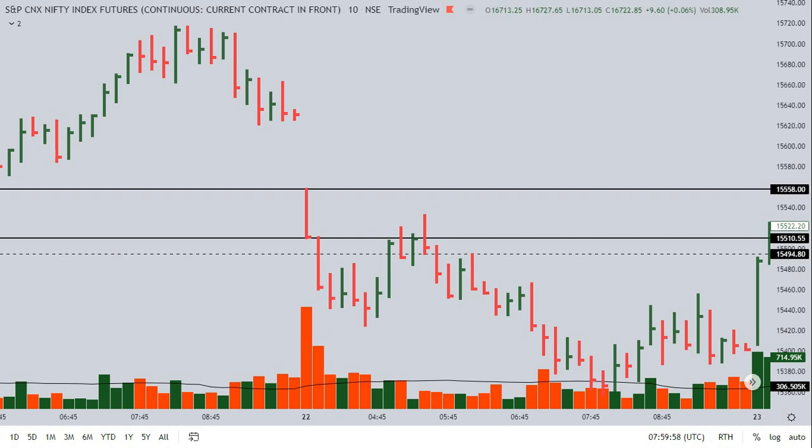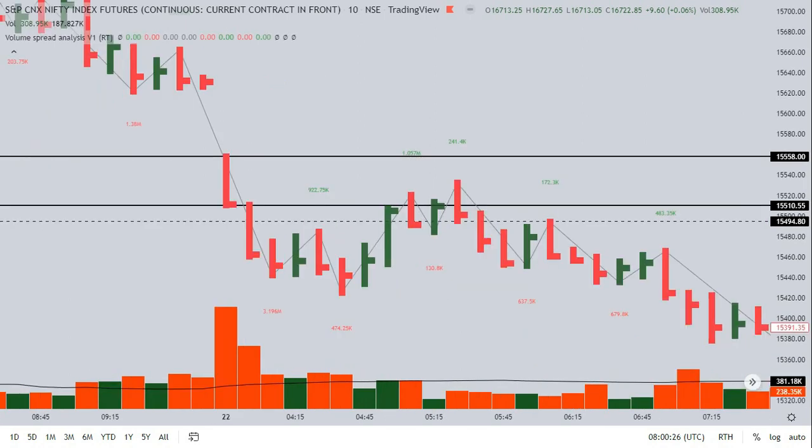There were levels right here. So I was expecting a retracement and got the retracement. There were demand and supply divergence and everything was happening. But for a reference, I looked at the volume waves right here.